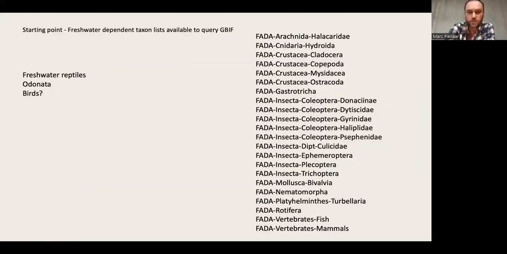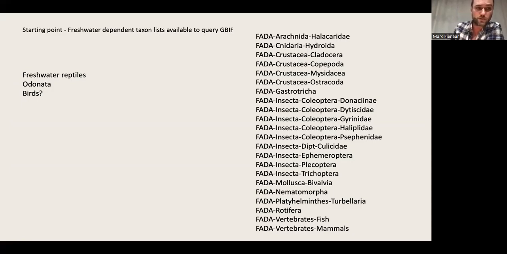The freshwater species that we're looking at, or at least the checklists, come predominantly from the FADA project. That's the freshwater diversity assessment project. We have a few of those lists. Some of them are old. Team members are busy generating other lists.